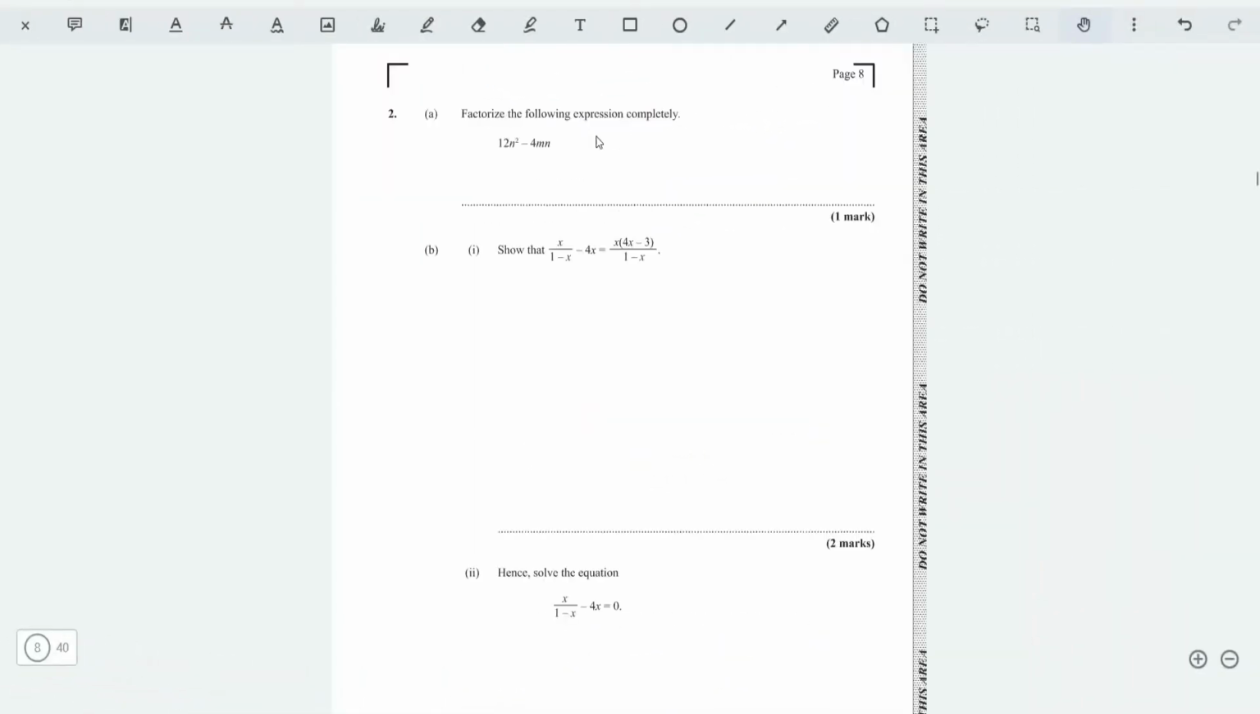Now the next question says, factorize the following expression completely. To factorize this expression, all we have to do is factor out the highest common factor. The highest common factor is 4n. Factoring out 4n, we end up getting 3n minus m. First one done.